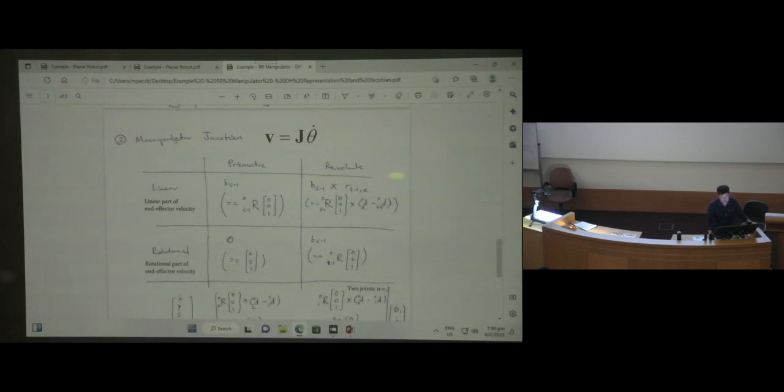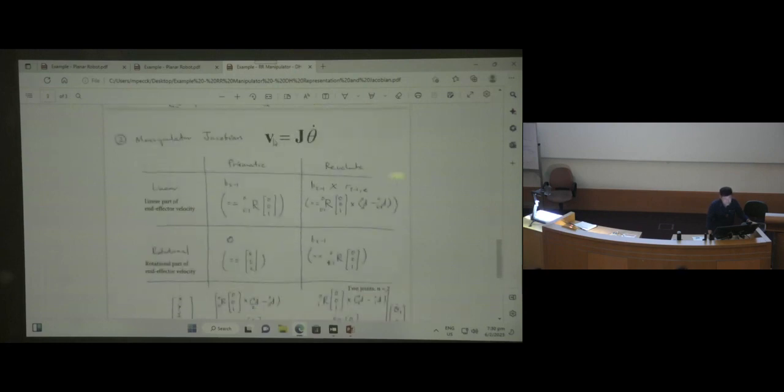You know that for the manipulator Jacobian, V is equal to J theta dot. Your V over here comprises x dot, y dot, z dot, omega x, omega y, omega z. The first three elements are your linear velocity, and the last three elements are your rotational velocity.